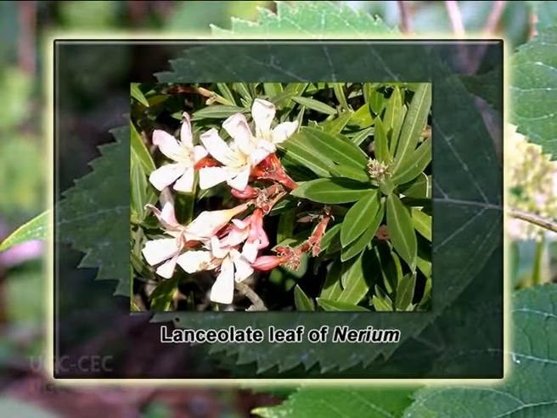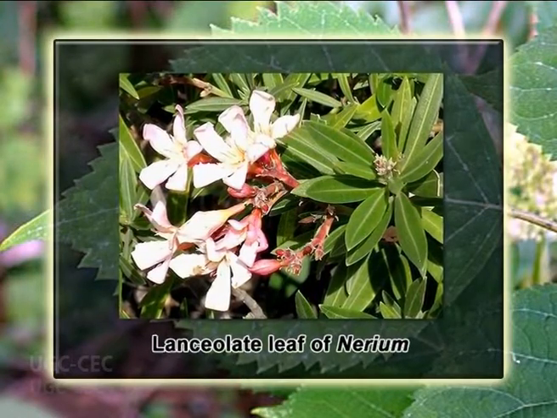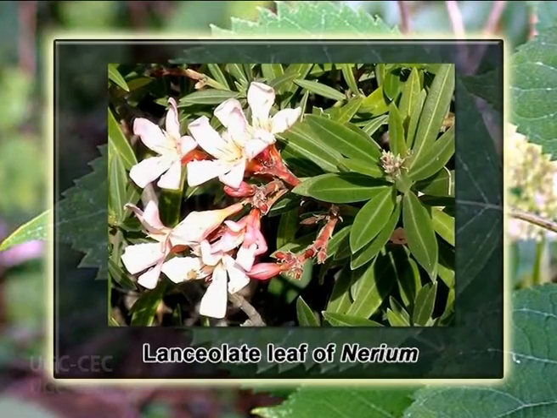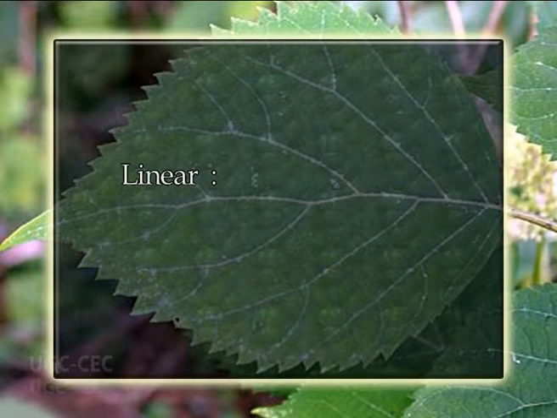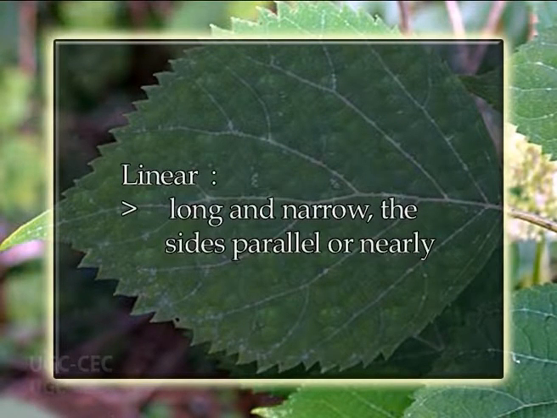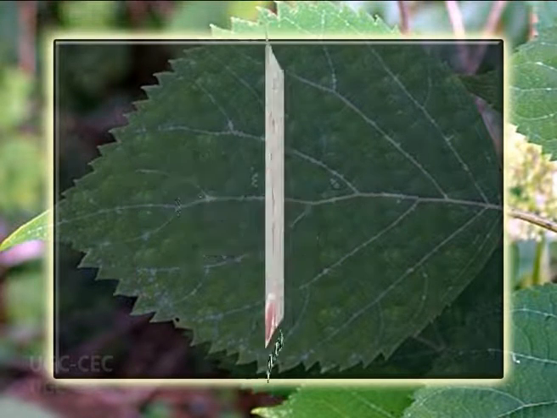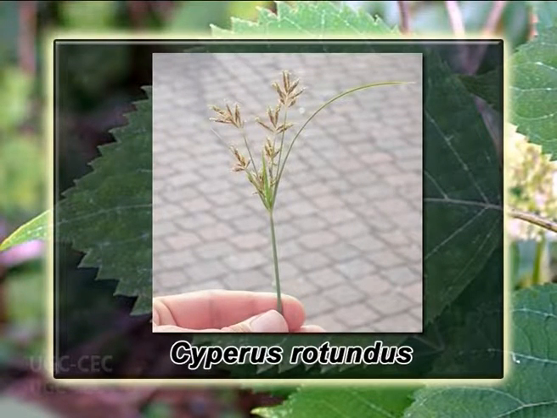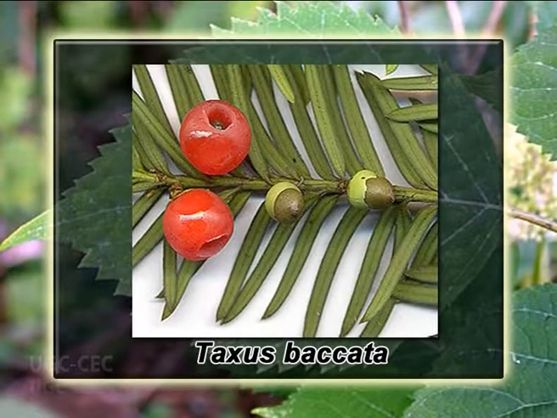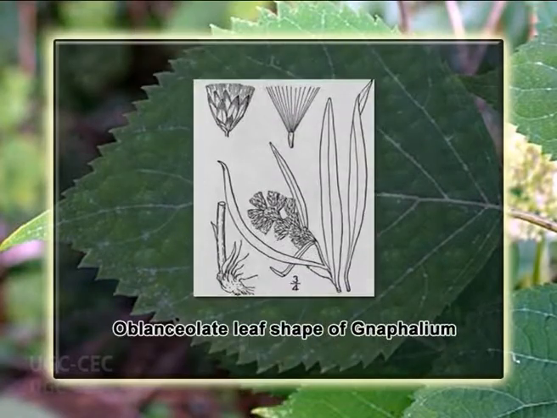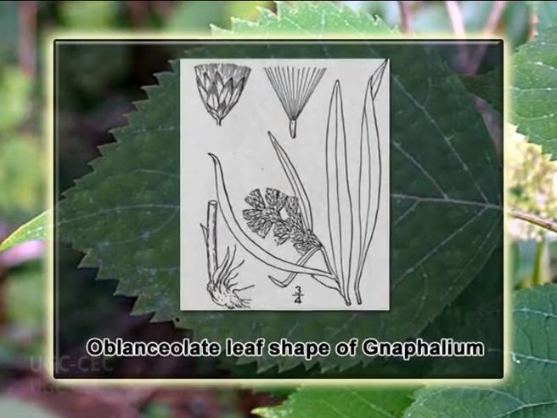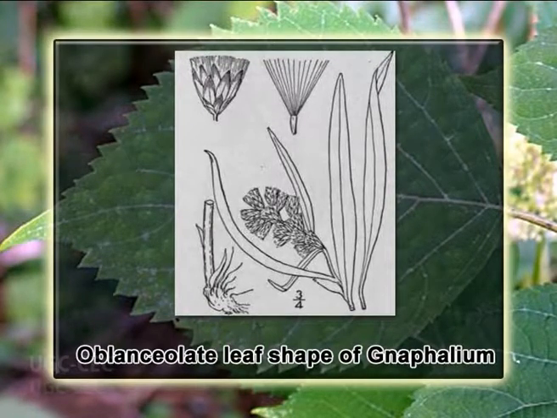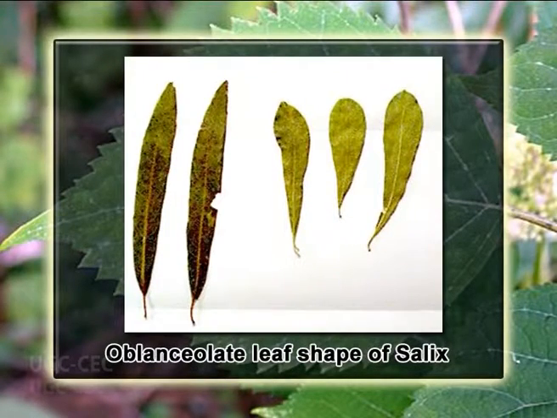Then lanceolate, that's lance-shaped, much longer than broad, widening above the base and tapering to the apex. For example, Nerium. Then linear, shaped long and narrow, the sides parallel or nearly so, as in blades of most grasses. For example, Cyperus rotundus or Texas bluegrass, etc. Then oblanceolate, opposite of lanceolate. A leaf broader at the distal third than at the middle and tapering towards the base. For example, Nephelium, Salix lasiolepis.